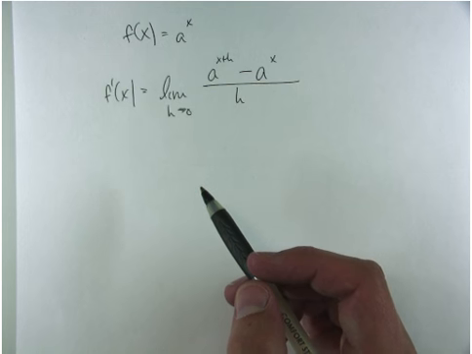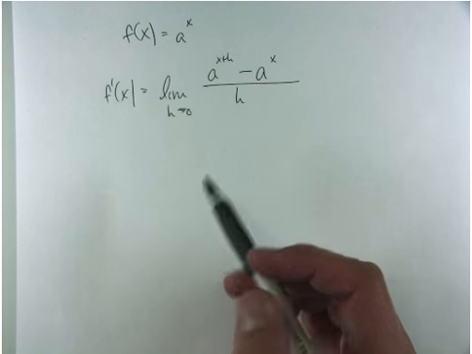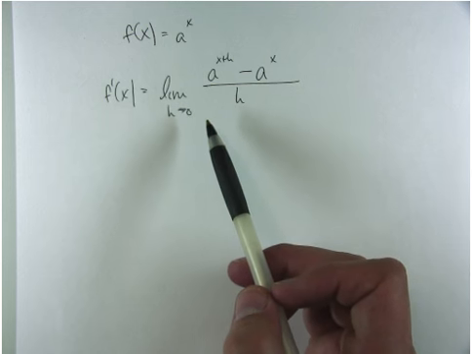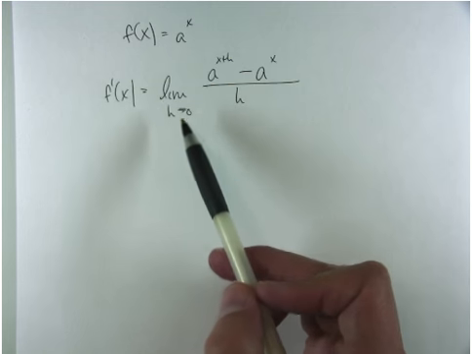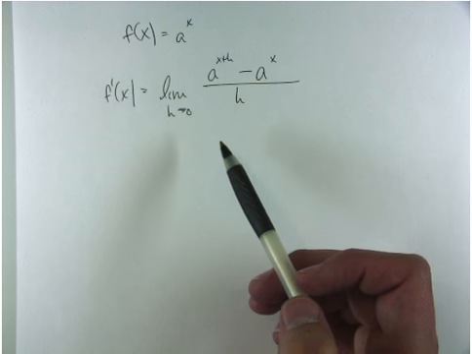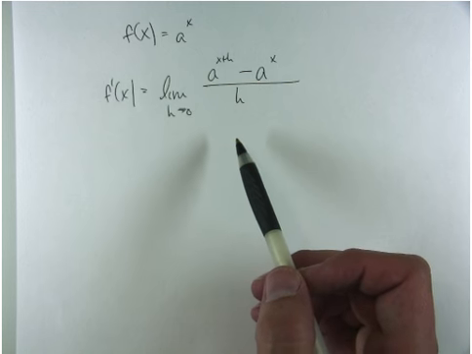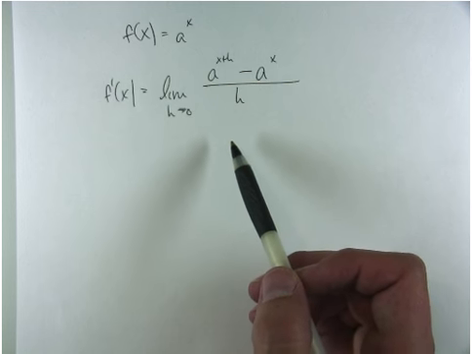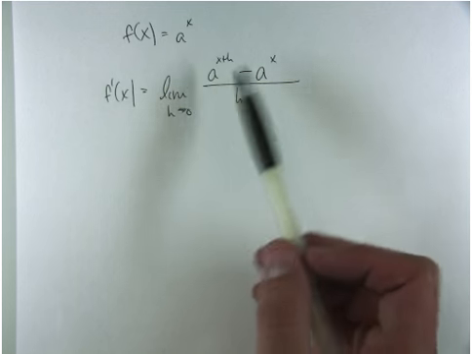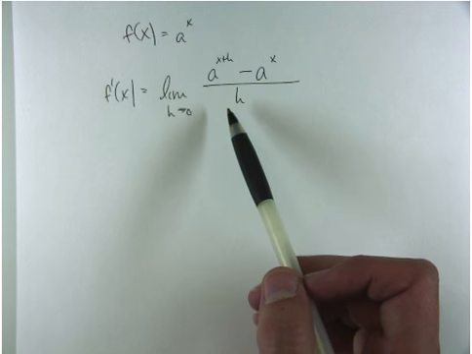I need to manipulate this so that maybe I can get rid of this h. That was our thinking before. I don't like that I'm dividing by 0. If I just plugged 0 in for h, I would get 0 over 0, which I'm not a big fan of. 0 over 0 is indeterminate to me. So I need to finesse this to make it look a little bit different.